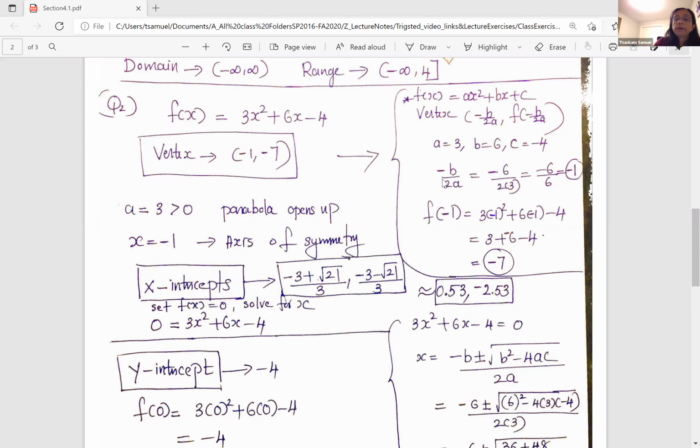So to find the x coordinate, minus b over 2a. So that is -6 over 2 times 3. So -6 over 6, that is -1.